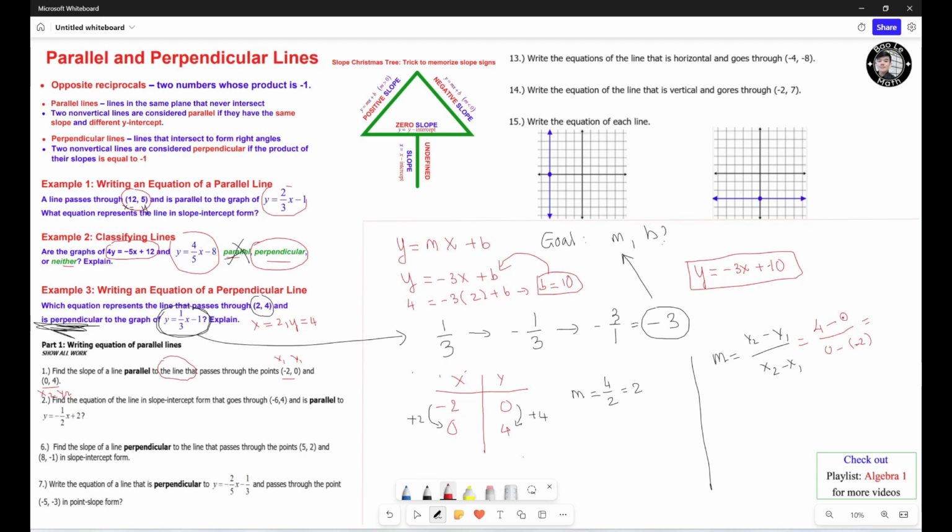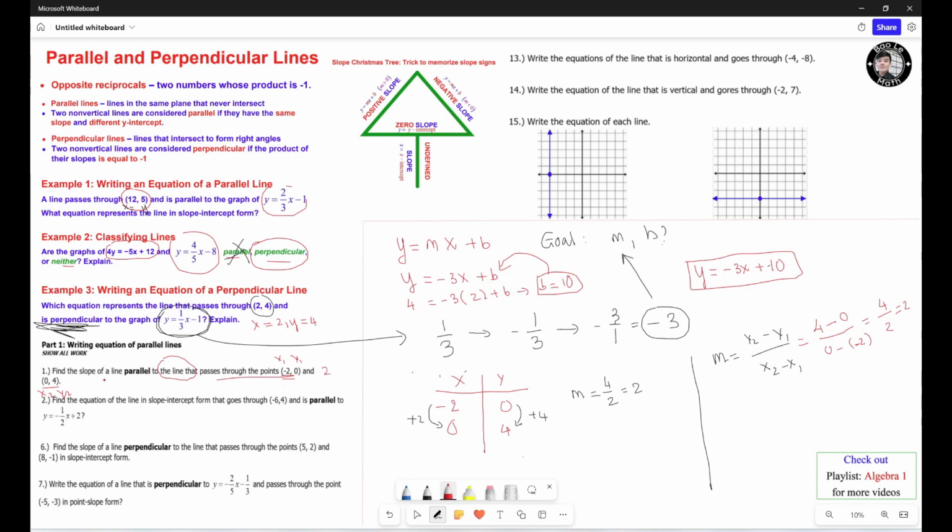Alright, next one, 4 minus 0 is going to be 4. 0 minus negative 2, it should be plus 2. Two negative signs next to each other turns out to be positive. So the answer is 2. Done. So you know that the slope of the line right here equals 2.